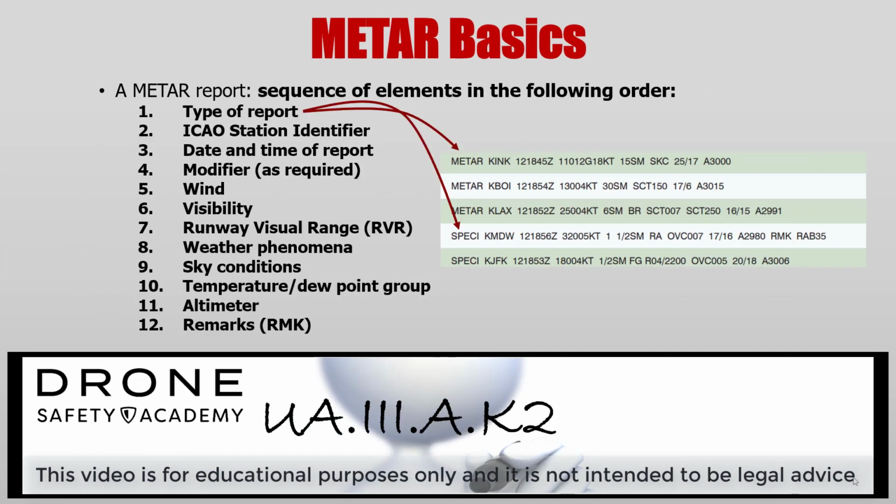A METAR report is a sequence of 12 elements in the following order, and the first one is type of report, station identifier, date and time of the report, and any modifiers if they are present. There aren't any in this example, so we'll skip right to wind. Then visibility, runway visual range, weather phenomena, sky conditions, temperature and dew point, altimeter or atmospheric pressure, and any remarks that may be there.